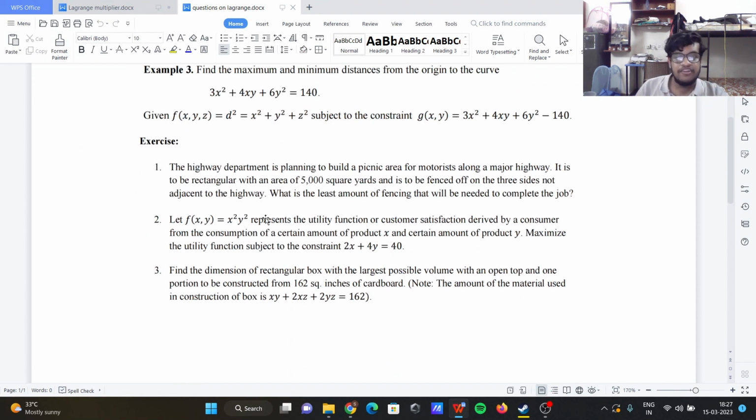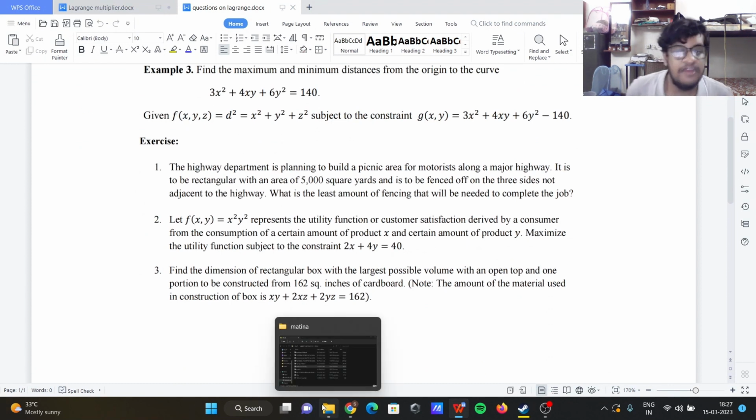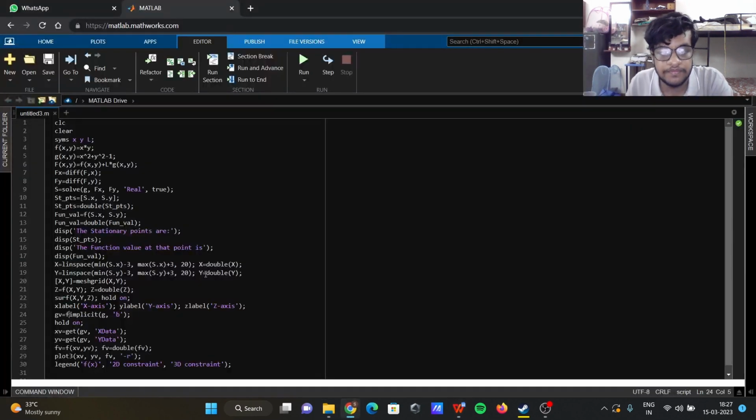Now let's take another problem. Let's take exercise number 2 and exercise number 3, and then we'll end this session. Now here also remember that for Lagrange multiplier, the f of x comma y is usually given. It won't have any constant attached to it, but the g of x comma y will have a constant attached to it. Here f of x comma y is x square dot y square, and g of x comma y is 2 into x plus 4 into y minus 40 equal to 0. Also, this dot is important because otherwise it might think that they are cascading, like x to the power 2, 2 into y to the power 2, and we don't want that to happen.